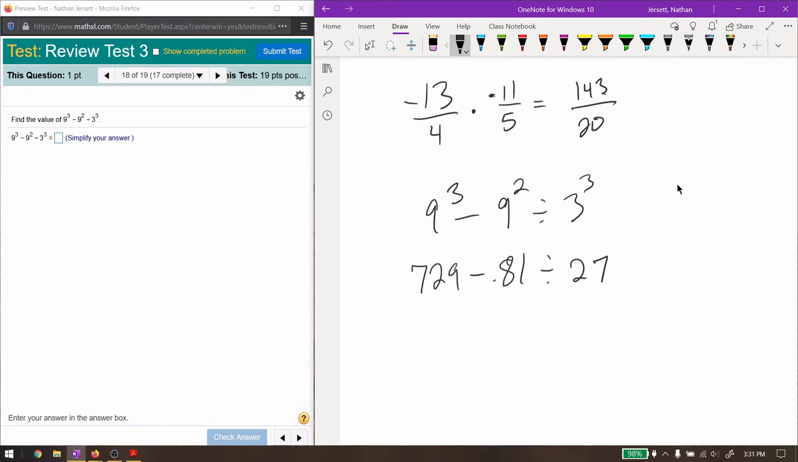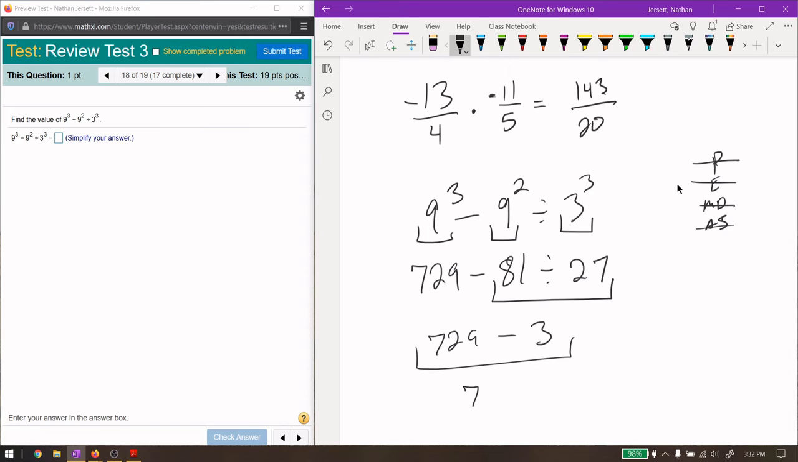Now we do multiplication and division next, right, PEMDAS? No parentheses, we do exponents first. Then we do multiplication and division. 81 divided by 27 is 3. That one's done. Now we do addition and subtraction. It's going to be 726.